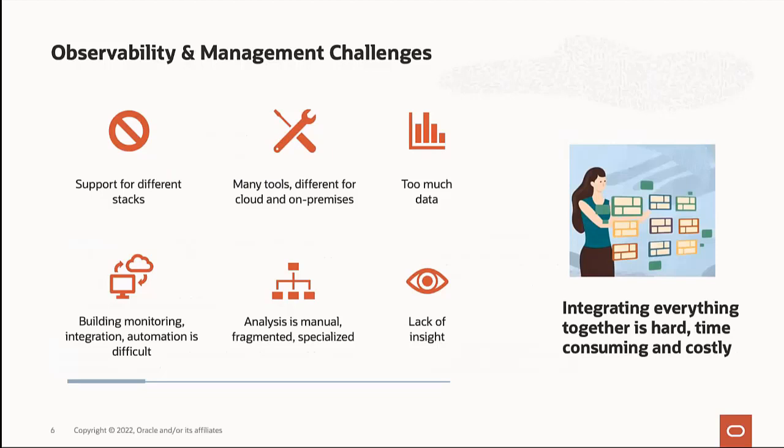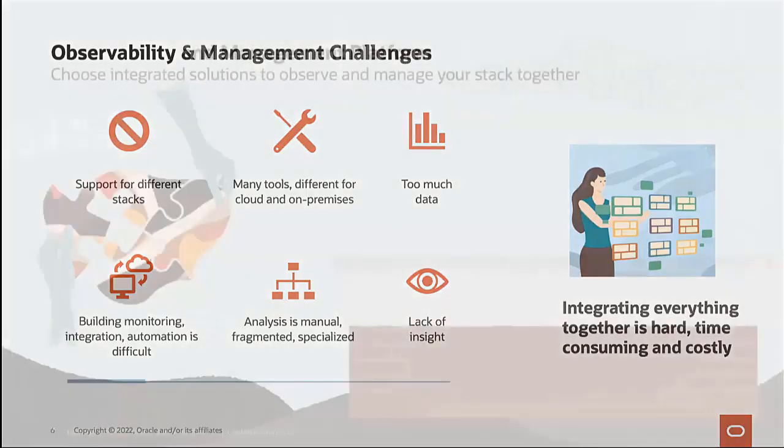There is a deluge of observability and management tools out there. Apps, identities, threats and challenges change constantly. There's too much telemetry data coming from a variety of sources in huge volumes, too massive for humans to parse through. Building and monitoring the automation around monitoring tools, and the management of the tools themselves, is an uphill task in itself. Analysis is manual, fragmented, and specialized. And that's where the observability and management platform and its services from Oracle come in.